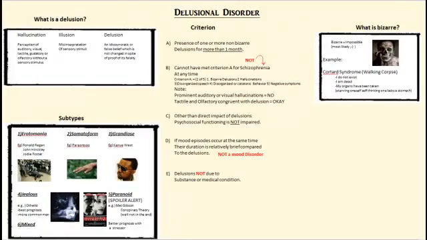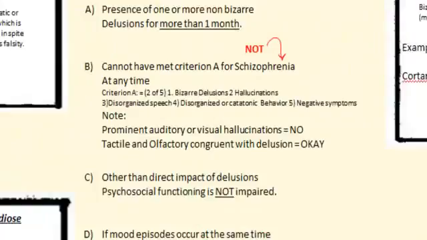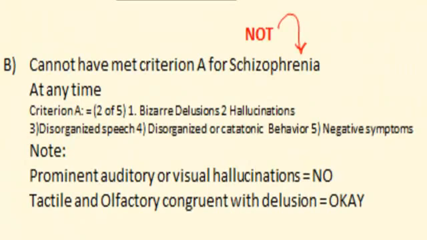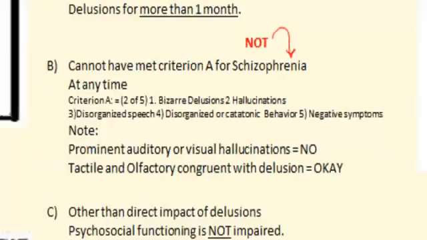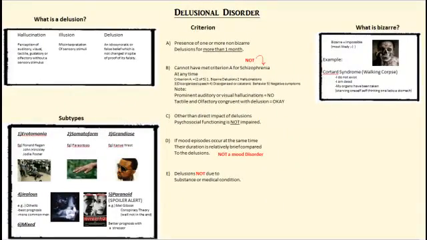It's the presence of one or more non-bizarre delusions for more than a month. Okay, B. You cannot have met criterion A for schizophrenia at any time. This is a diagnosis of exclusion. We're saying you cannot be schizophrenic. Something interesting that I want you to be aware of is that tactile and olfactory hallucinations are okay in delusional disorder if they're congruent with the delusion. Whereas if you have auditory or visual hallucinations, that's a no-no. If you're seeing people or hearing people talk in your head that are not there, that is going to drive you away from the diagnosis of delusional disorder.